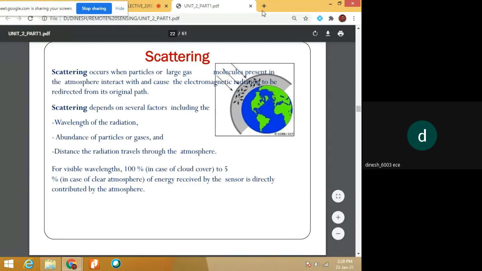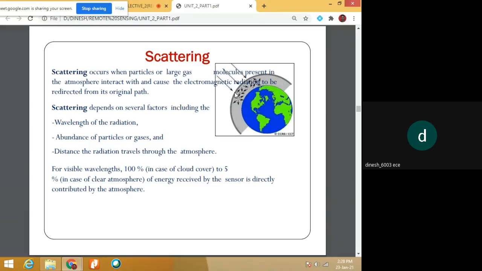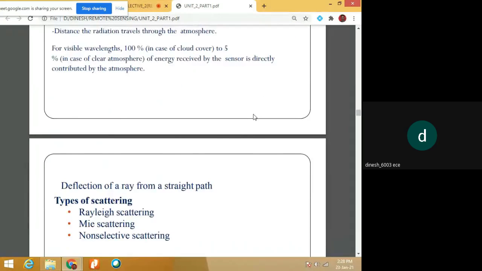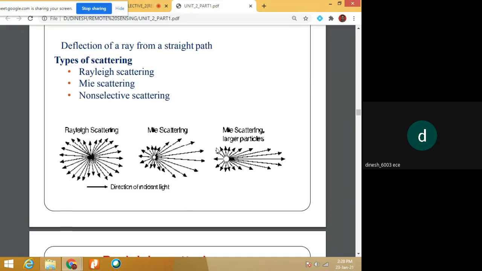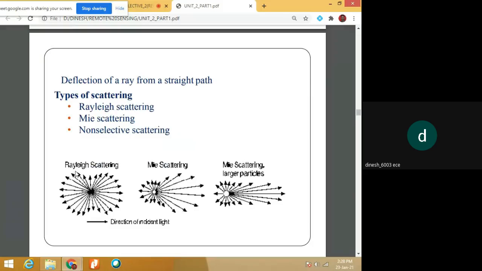You can see in the diagram that we have the earth, and above the earth we have the atmosphere. Whatever falls on this atmosphere, due to the presence of particles or large gaseous molecules, tends to interact with them and move away, which can be given in three forms. One is Rayleigh scattering. Second one, Mie scattering due to larger particles. And other than Rayleigh scattering and Mie scattering, any other scattering comes under non-selective scattering. Okay, types of scattering.